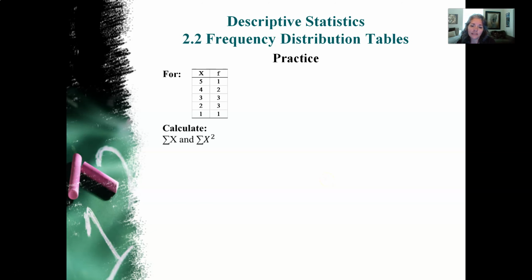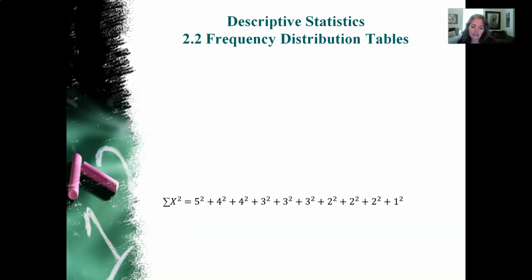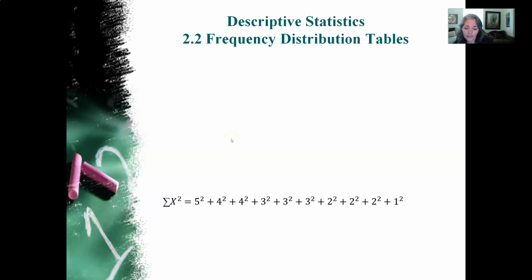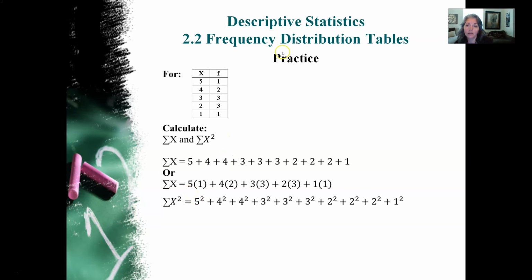Okay, so here it's going to give you some practice. You can go ahead and pause the video, and here for this particular data set, it's got scores of 1 through 5. There was 1 5, 2 4s, 3 3s, 3 2s, and 1 1. It wants you to calculate sum of x. You can't just add up all these. You actually have to add that third column and do what I suggested. You also need to take into consideration a new column for x squared, and also times the frequency as well. So here's an example.